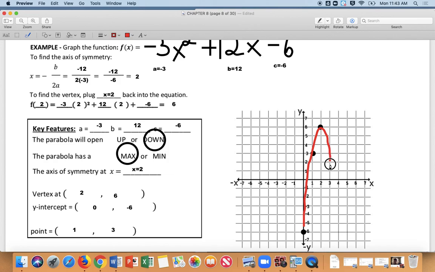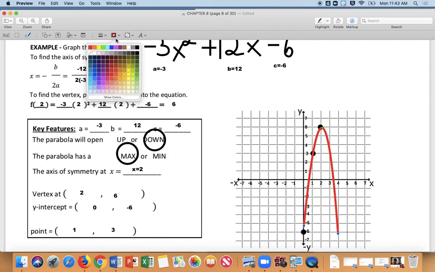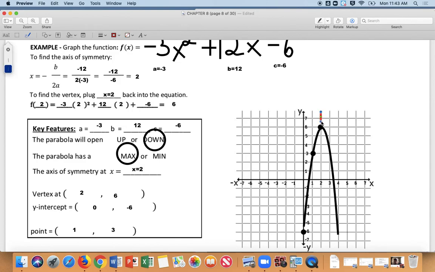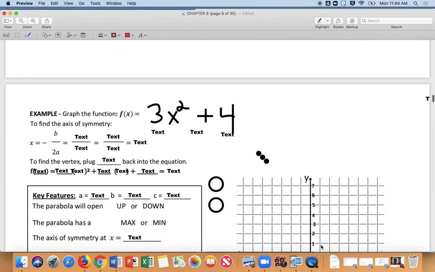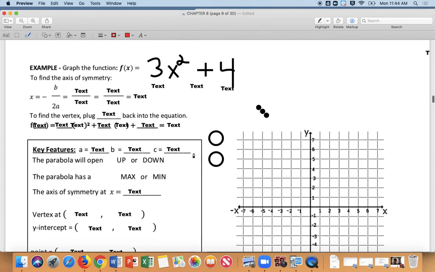And then it's going to come back down. Okay, let me change that to that color. All right, so there we go. And now I have to put in my axis of symmetry. And there it is. All right, we have 2 more.